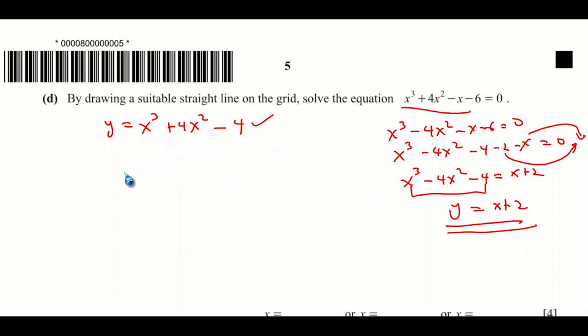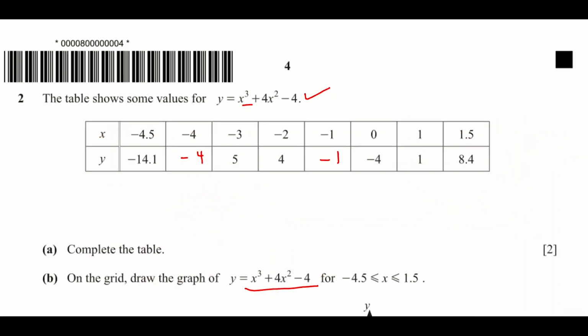Okay, so we need to draw y equals x plus 2. So if you compare this with the general equation of a straight line, y equals mx plus c, you see that m is the gradient and it's equals to 1, and c is the intercept on y-axis, and that will be equals to 2. Okay, so you can say 1 over 1, rise once and run once. That is the gradient.